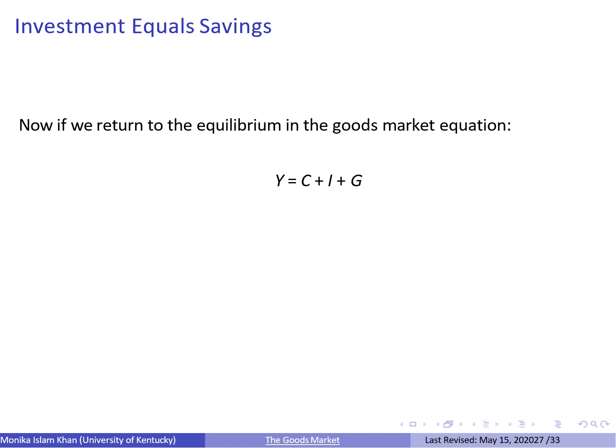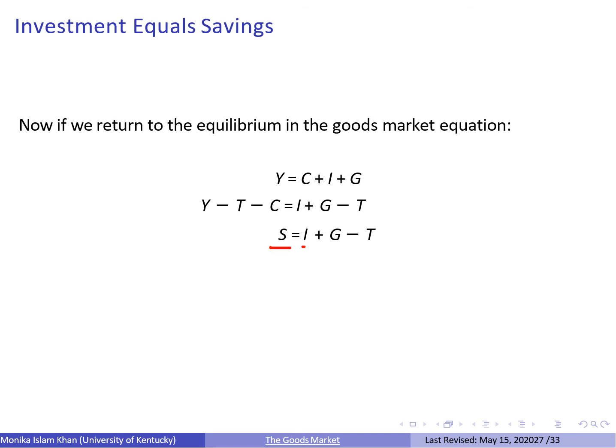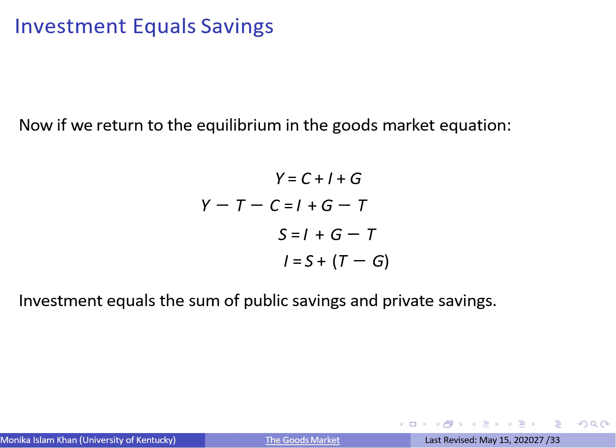Now let's return to the equilibrium in the goods market. We have this equation Y equals C plus I plus G. Now we have to bring C to the left side and then subtract taxes T from both sides. And if we do that, we will get this equation. Now notice that this Y minus T minus C, which is your disposable income minus consumption, is actually your private savings. So we have private savings equals investment plus government spending minus taxes. Now we can rearrange this equation to look like this. So your investment is basically your private savings plus your public savings.